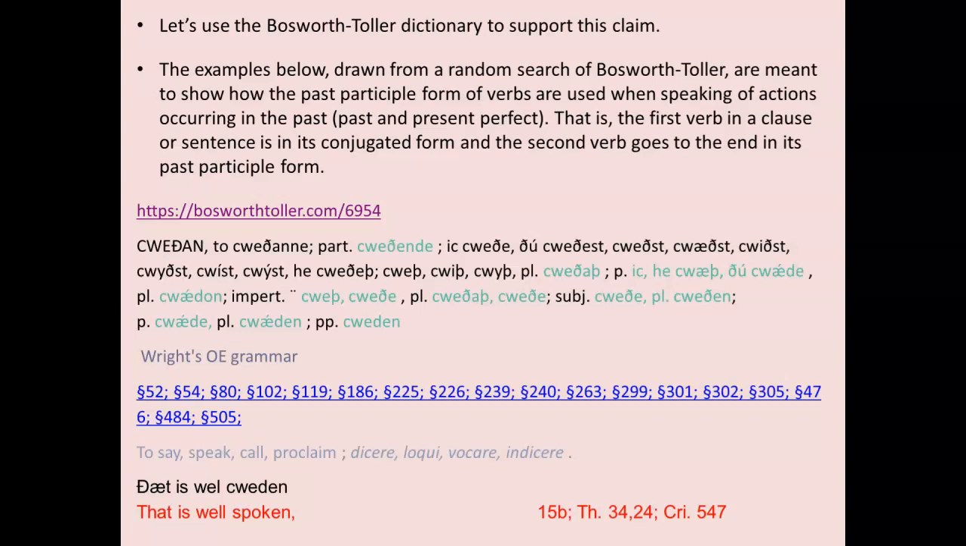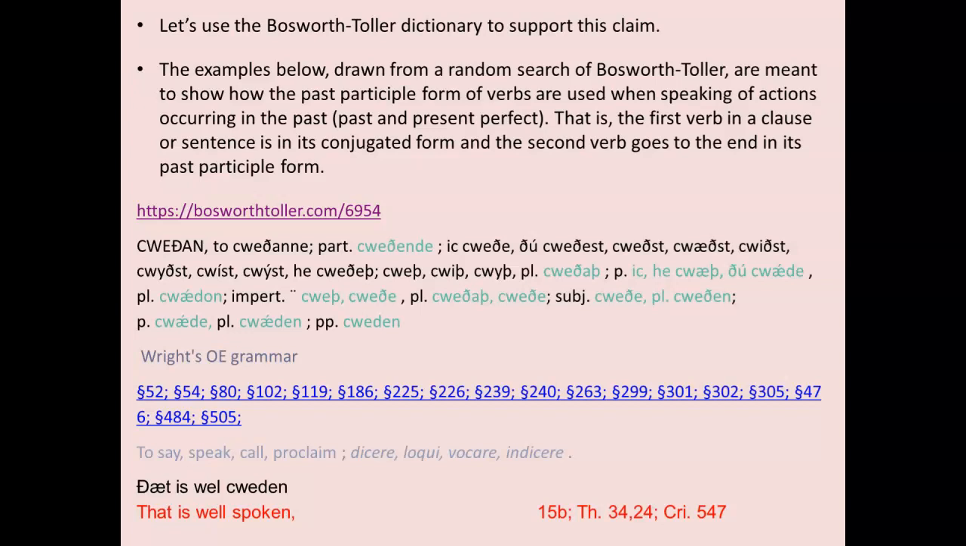So let's just start here, with the method I'm going to show you shortly. The examples below are drawn from a random search of Bosworth-Toller. I meant to show how the past participle forms of verbs are used when speaking of actions occurring in the past, that is, the present perfect. That is, the first verb in a clause or sentence is in its conjugated form, and the second verb goes to the end in its past participle form.